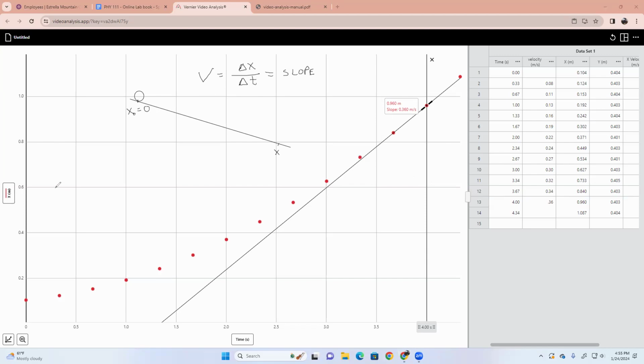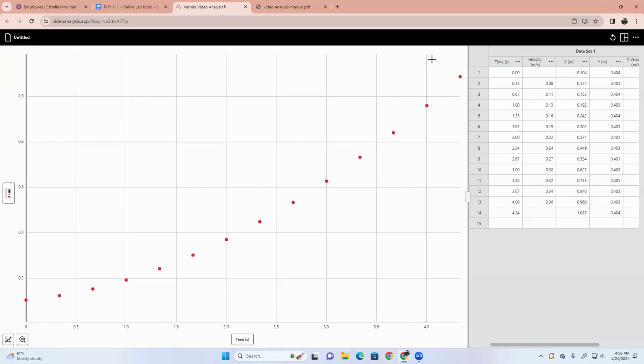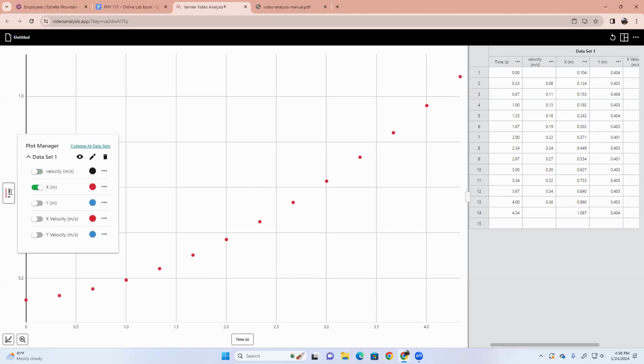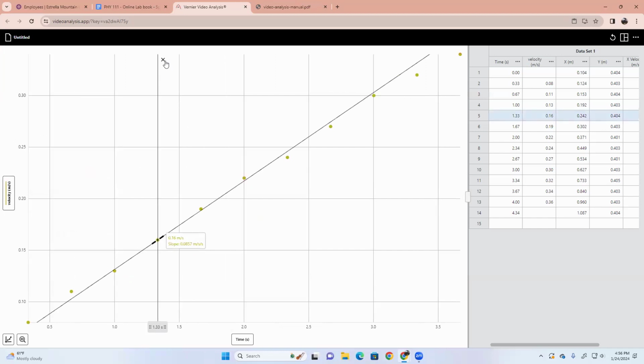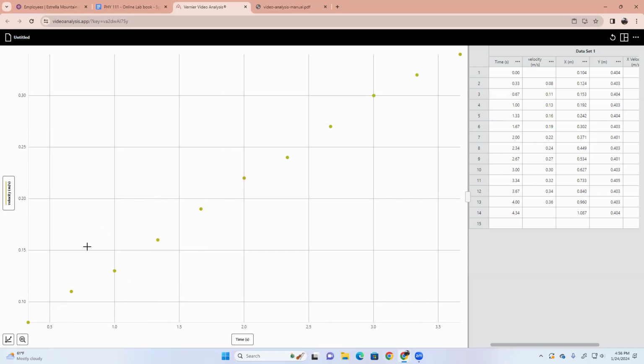Get rid of those diagrams. I want to turn this off right here. I want to look at that velocity graph I just created. And you can see that it looks pretty linear.